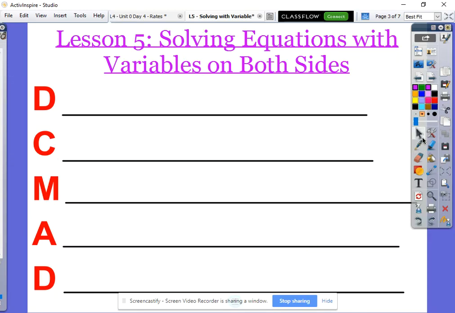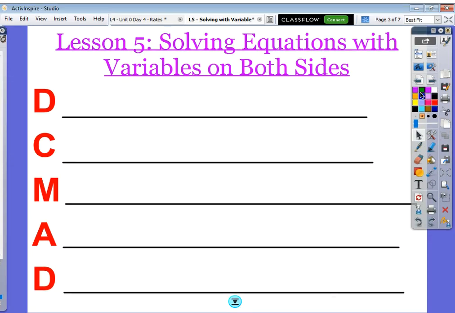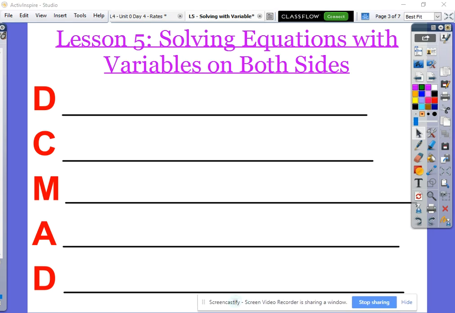Okay, folks, so what we're looking at today is how we solve our multi-step variables on both sides equations. And so really we're going to start our notes off here with an acronym, DC-MAD. We're going to teach you what it stands for here in just a sec. But really important, when we're thinking about solving an equation with variables on both sides, that we think about this phrase right here, DC-MAD. If you can remember that, it's going to really be to your advantage.